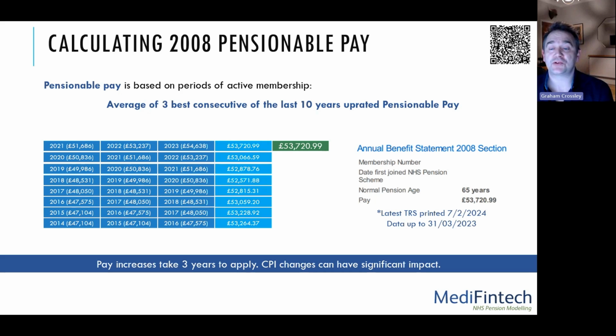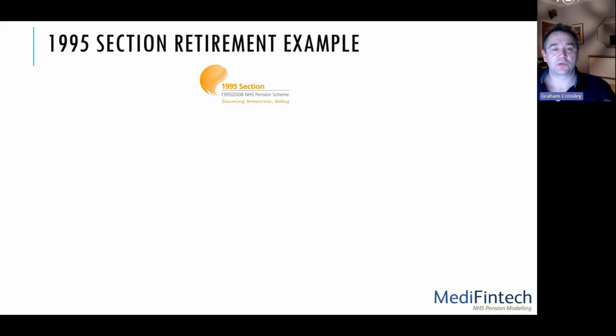And when we look at the total reward statement, which was printed just on the 7th of Feb, and that data was up to the 31st of March, it confirmed that their pensionable pay was 53,720. Now, the key takeaway from this is that pay increases tend to generally take 3 years to apply if you have a big increase in pay, whereas in that 95 section, a big pay increase would apply pretty much straight away. But CPI changes have a significant impact on the 2008 pensionable pay, whereas they don't on the 1995 section. So let's have a look at some quick examples.